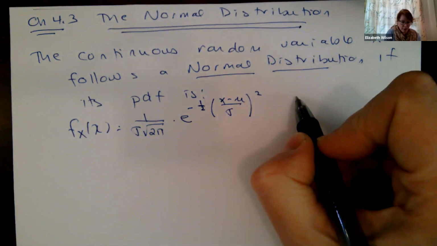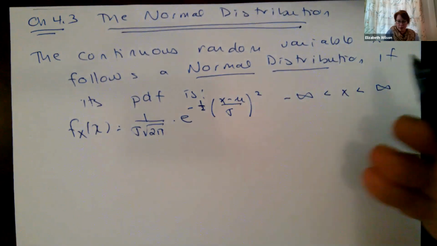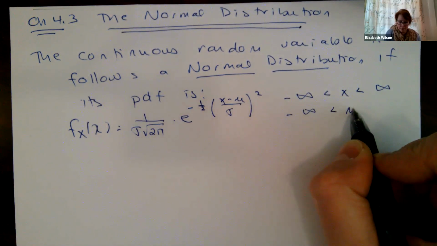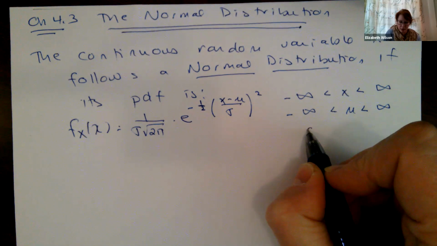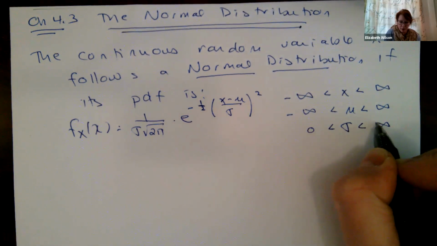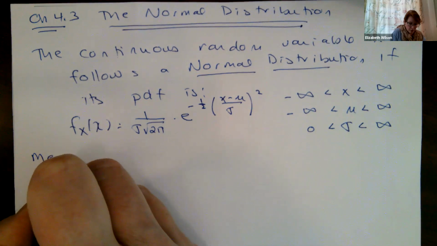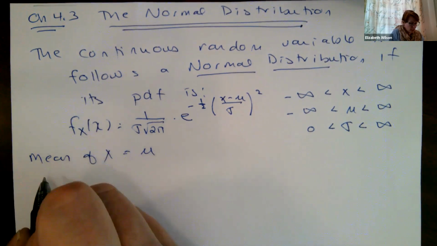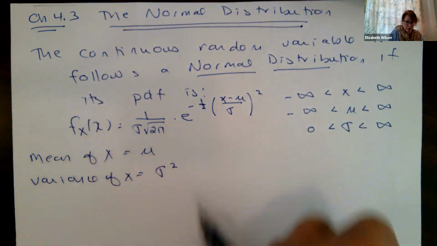Our x values go from minus infinity to positive infinity, basically all real numbers. Our mean values, this mu right here, are also all real numbers. Our sigma, our standard deviation, is all positive real numbers. So this is our normal distribution. Let's write down that the mean of our random variable x is mu, and the variance of x is sigma squared.